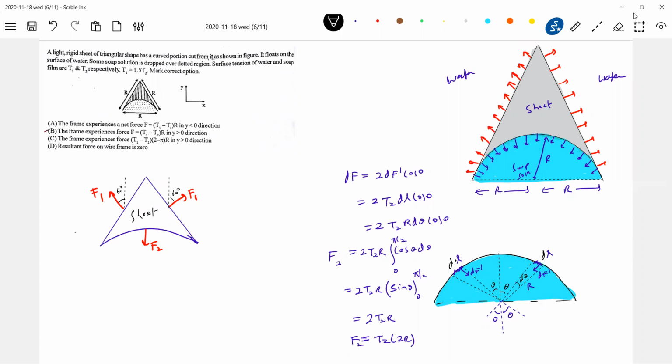Let's get into this one. What is F1? We'll calculate one by one. I'll write nearby this one, it'll be easier. F1 should be the force of suffocation due to water. It should be T1 into R. What is F2? F2 we calculate: T2 into 2R. Net force on the sheet should be equal to F2 minus 2F1 cos 60.